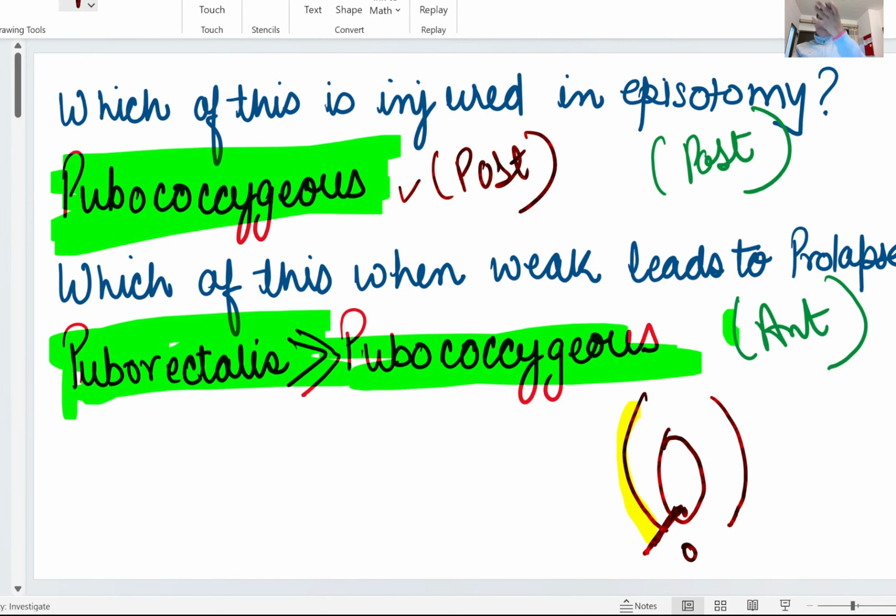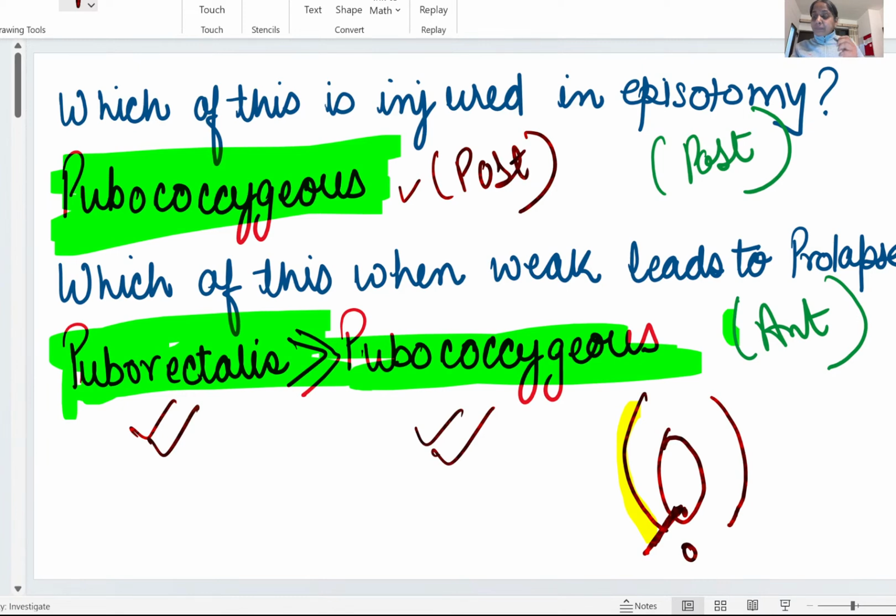Prolapse is mainly anterior. So puborectalis. If puborectalis is not in the option, then you will take pubococcygeus. So first of all, this is something new for you all. The levator ani is made up of three muscles: puborectalis, pubococcygeus, and iliococcygeus. Dr. Isra, please correct it in the chat box.